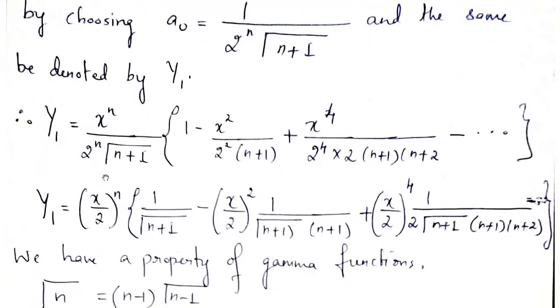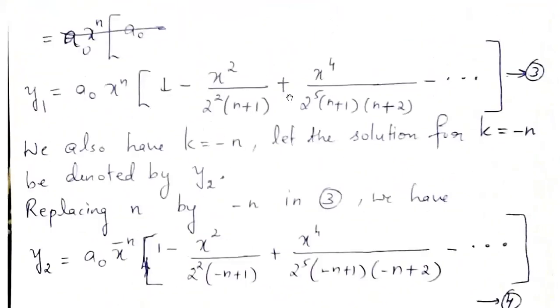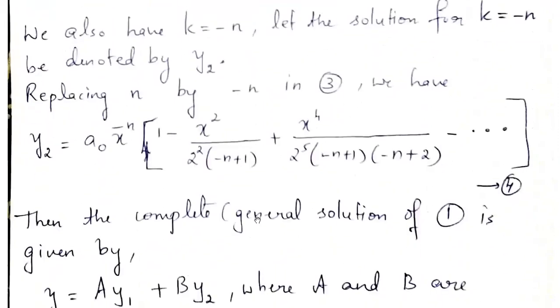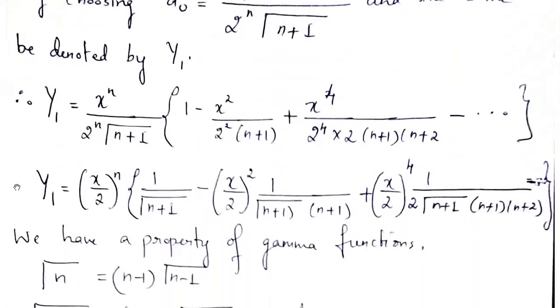Y1 will be equal to x power n divided by 2 power n into gamma of n plus 1 into 1 minus, all these terms will remain as they are here. I am changing only this a naught by this particular value, that is 1 by 2 power n into gamma of n plus 1. So when I do that, I can change y1 to capital Y1, and capital Y1 will be equal to this term.